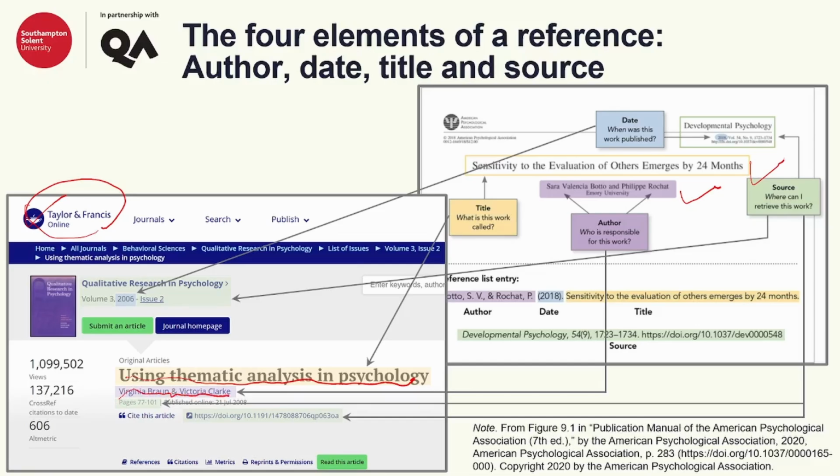The journal title is Qualitative Research in Psychology. The publication information includes the year 2006, volume 3, issue 2, and page range. The DOI link is also provided here.